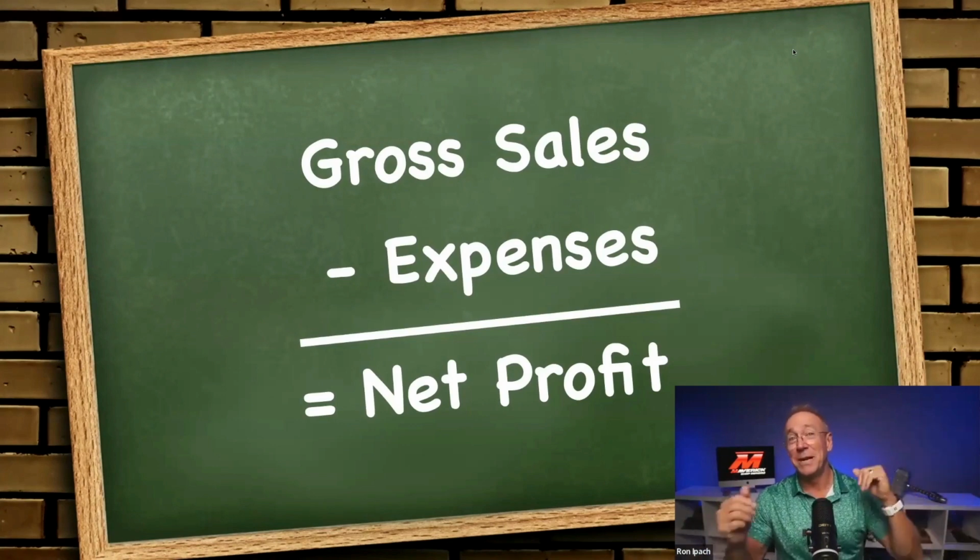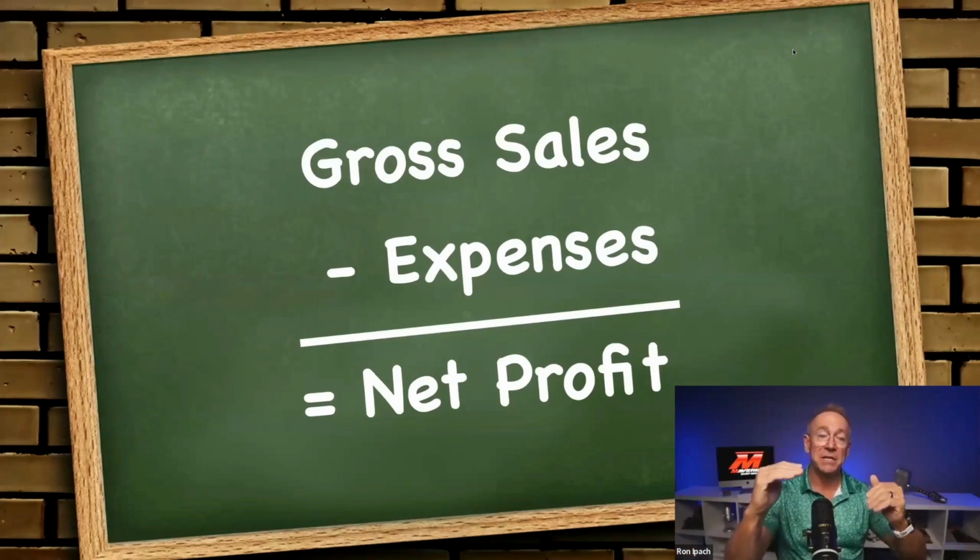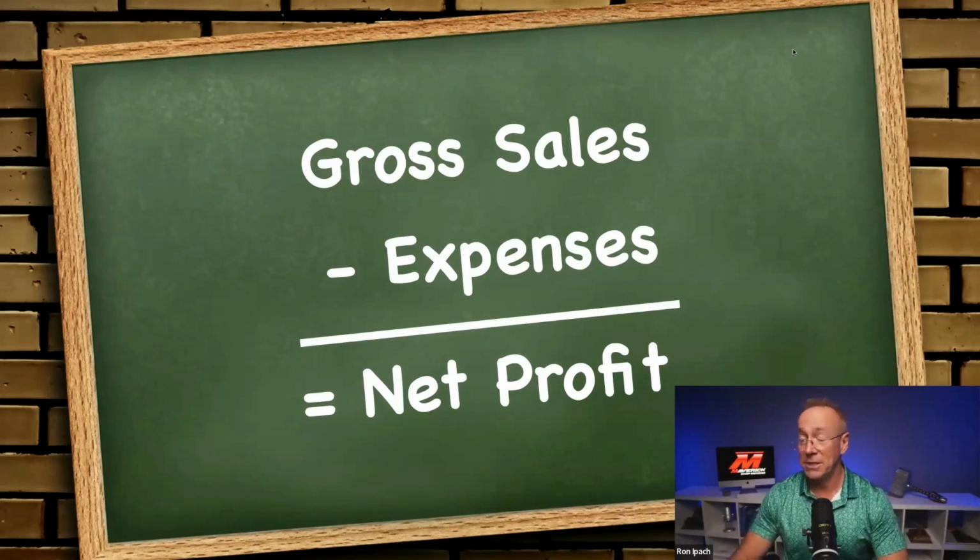So you've got your gross sales on top, you've got your expenses, and then whatever is left over at the end of the year, end of the week, end of the month, or however you want to look at it, whatever is left over after you take all the money in and you pay all the money out, is considered net profit. Very simple. Gross sales minus expenses equal your net profit. Net profit is your goal in your business.